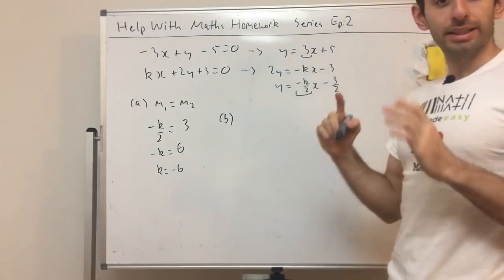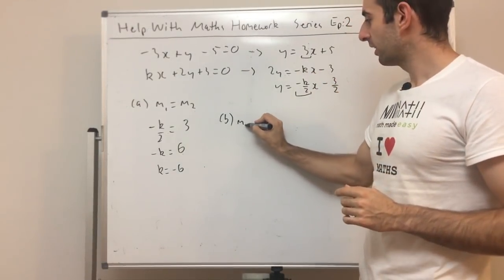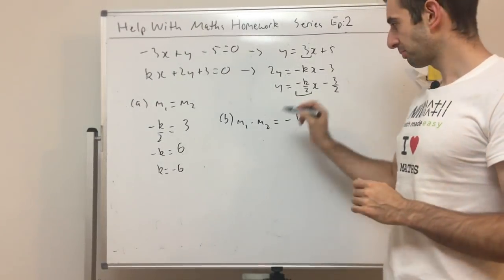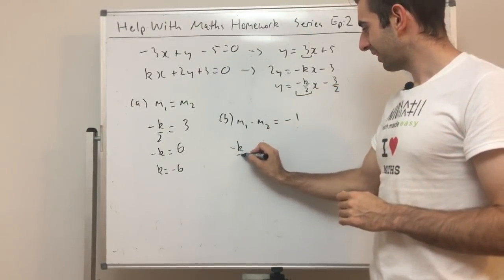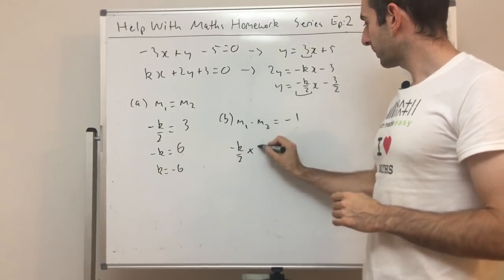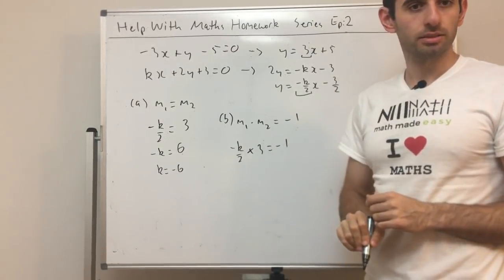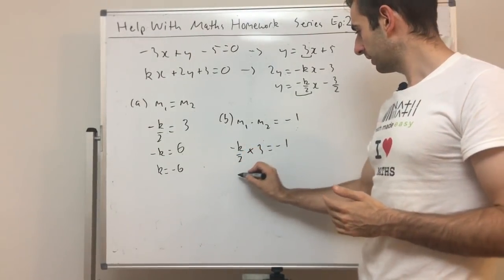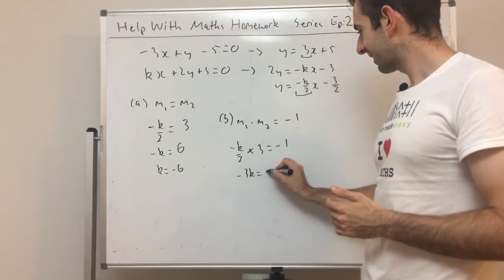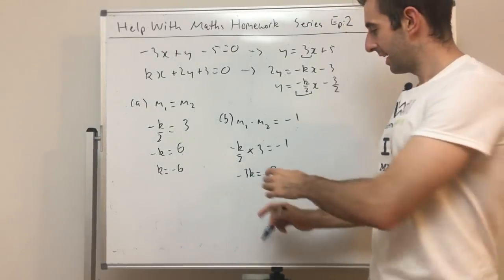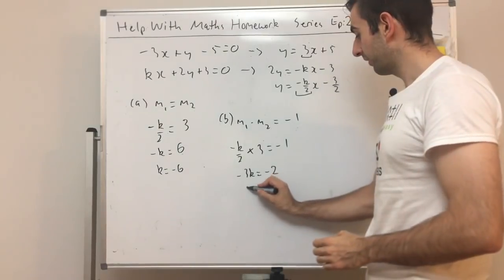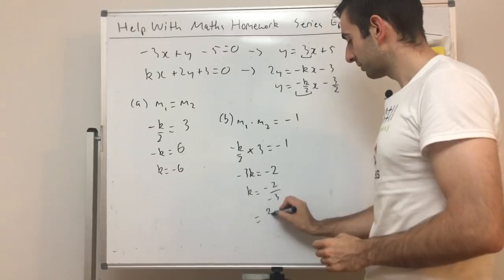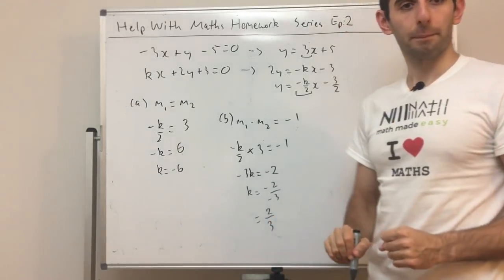So now perpendicular lines. Perpendicular lines have the product of their gradients equal to negative 1. So if we plug it in, it's negative k on 2 times 3 equals negative 1. So we need to solve for k. Again, we can times the 2 over. So this is negative 3k equals negative 2. And then to make k by itself, we just divide by negative 3: negative 2 on negative 3, and k equals 2 on 3.